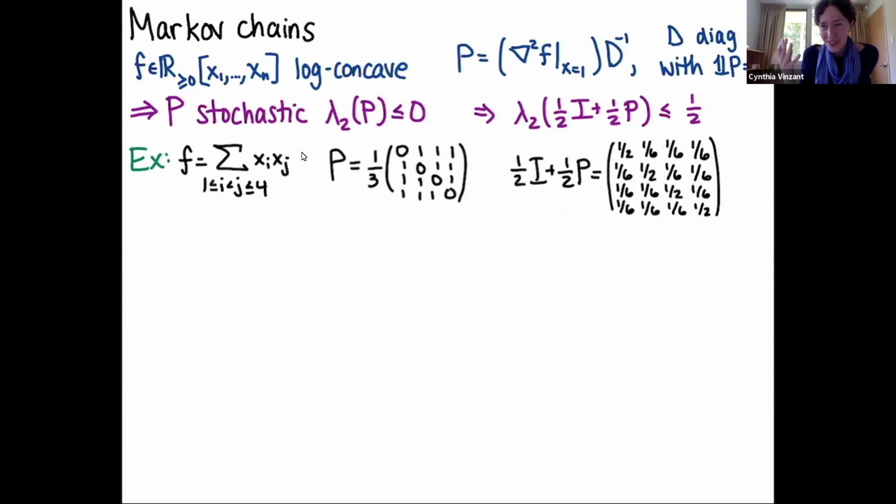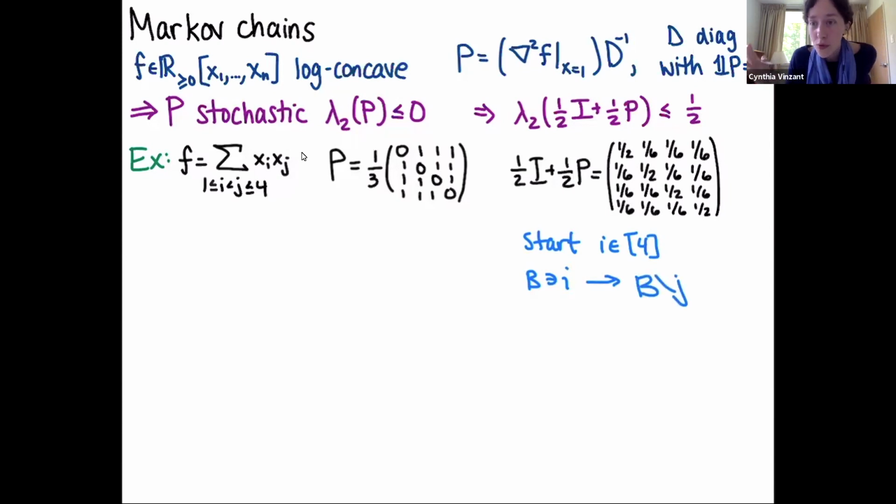And one way to view this random walk is that if we start with some element, say i in 1 through 4, then we pick a basis that contains i. Here, there will only be 3 choices of what element to add, and then to get back to a singleton, we could remove some element from that basis. And so then what happens?